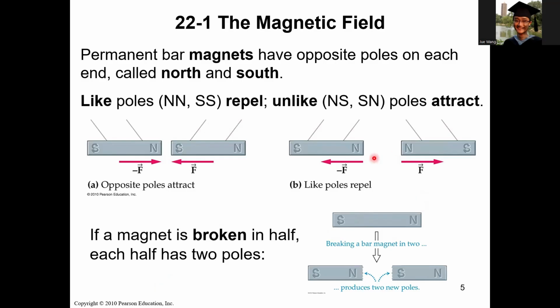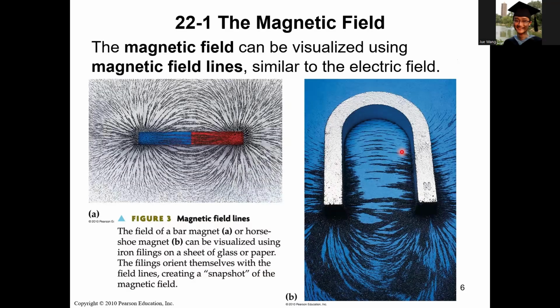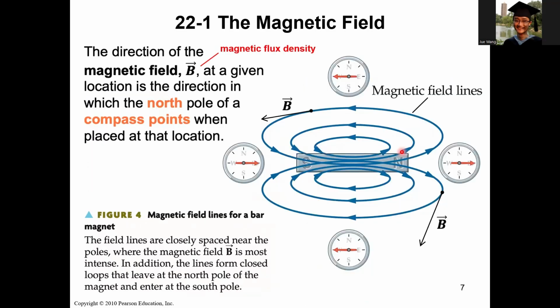The north pole will attract the south pole. The north pole will repel the north pole, and the south pole will repel the south pole. And we learned about the magnetic field lines of a bar magnet. The magnetic field direction is defined as the direction that a compass north pole will point towards.